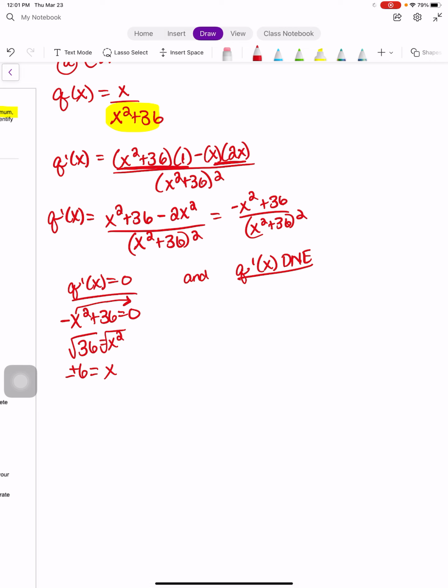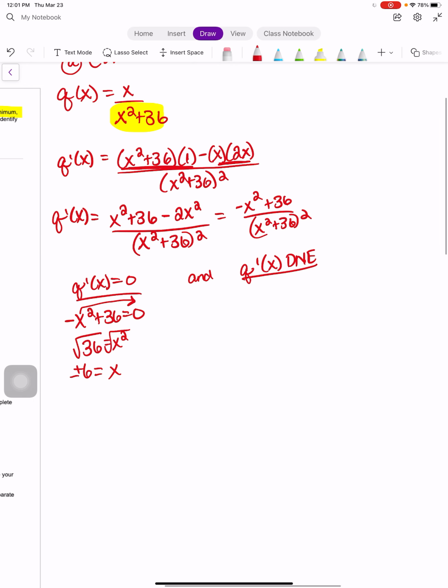But before we get there, let's look at this other part. I need to also determine where that derivative does not exist. And if you remember earlier up top where we highlighted and talked about the denominator, where the function exists everywhere, the same idea holds true here. I have the same terms in that denominator. We have that x squared plus 36, but this time it is all squared.